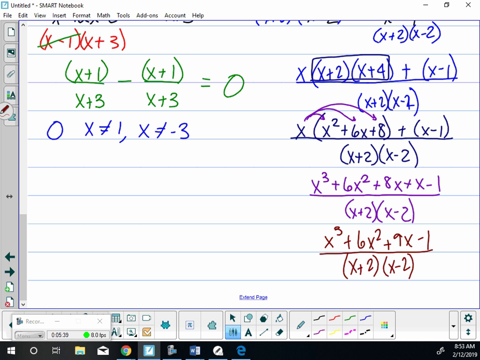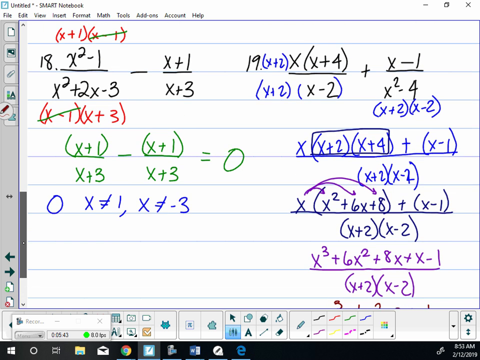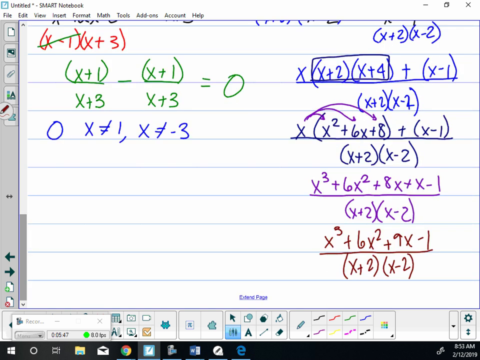So, restrictions. Go back to our original fraction. We have x plus 2, x minus 2. So x can't equal 2 and x can't equal negative 2.